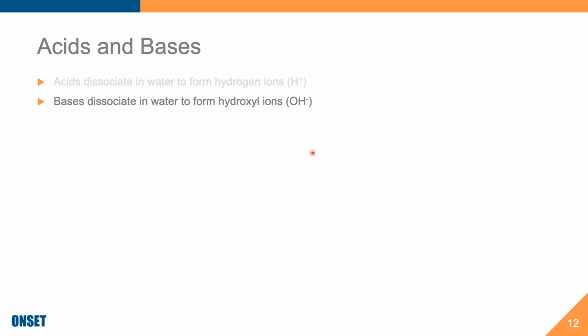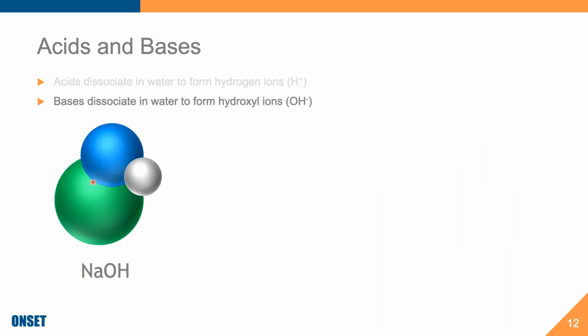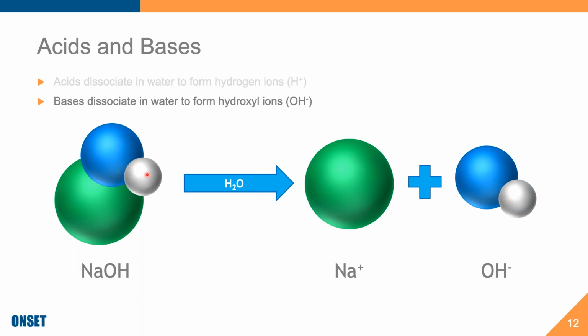Okay, so bases do the opposite. When a base dissociates in water, it forms hydroxyl ions. So here we have sodium hydroxide. Sodium's a rather big ion. And then we have the hydroxyl molecule. And again, this should have an arrow on this end. But when you put sodium hydroxide into water, it dissociates into sodium, a positive ion, and hydroxide. So as you can see, this is a base because it dissociates and donates a hydroxyl ion to the solution.